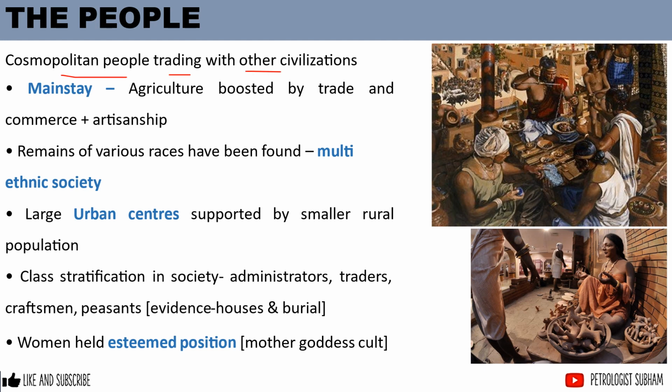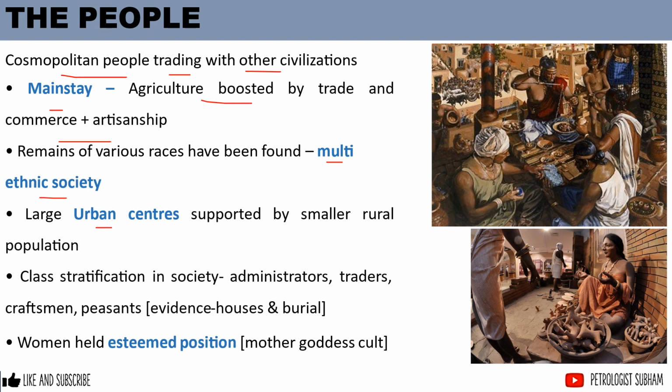The people of the Indus Valley civilization were mainly of cosmopolitan nature, and they exhibited what? Trading with other civilizations. Mainstay was agriculture boosted by trade with commerce and artisanship. Artisanship means those who used to do handicrafts or handloom things. Okay. Remains of various races have been found, like a multi-ethnic society. It was a multi-ethnic society.